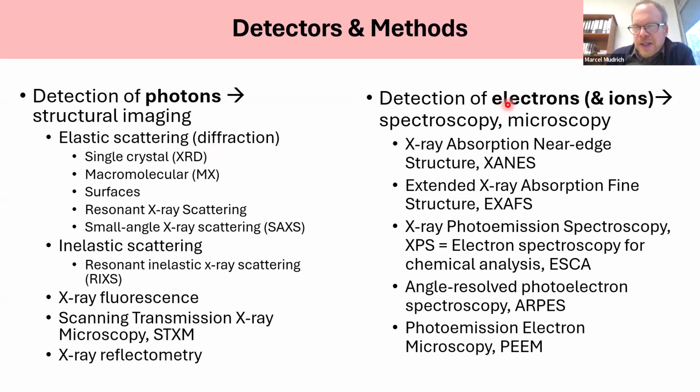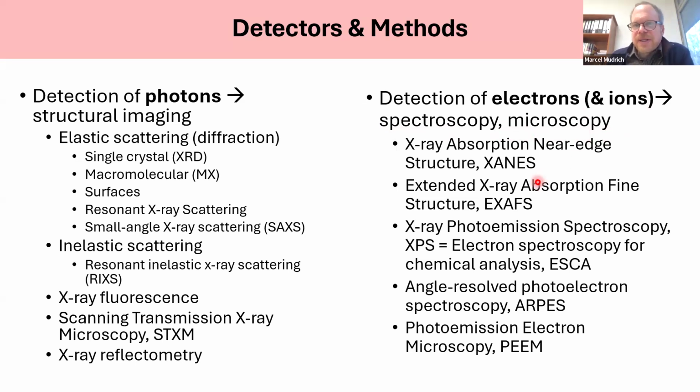photon detection. On the other side, we can detect the product of the interaction of X-rays with matter, which is mostly electrons, mostly photoelectrons and other secondary electrons that are produced by X-ray interaction. Also, in some cases, ions. And when you detect electrons, and mostly with energy resolution, then we are talking about spectroscopy. And nowadays also this can be combined with spatial resolution to do microscopy.